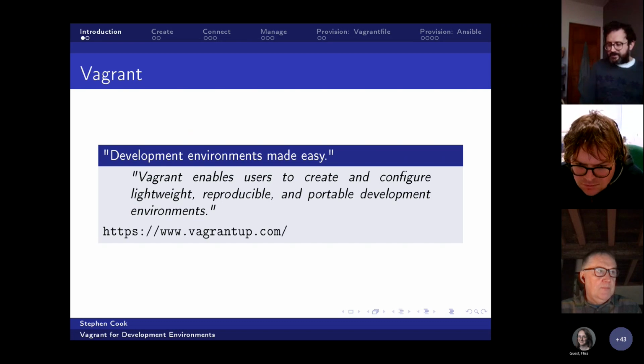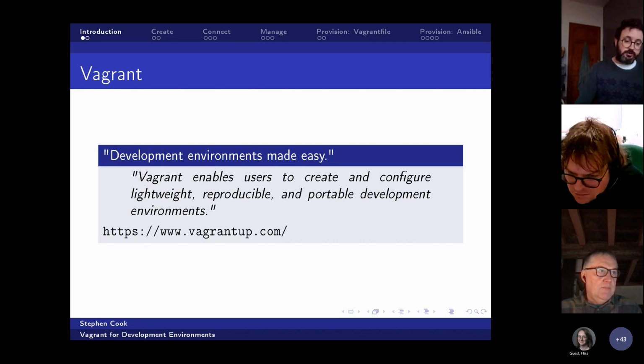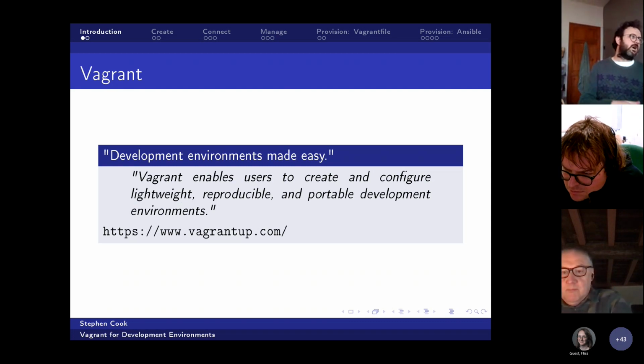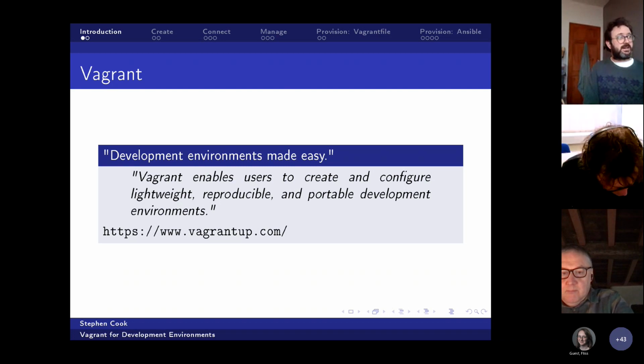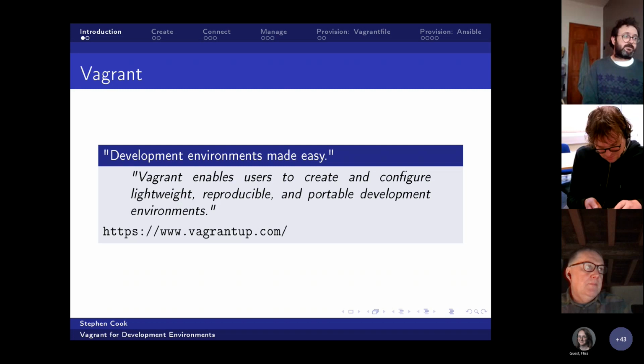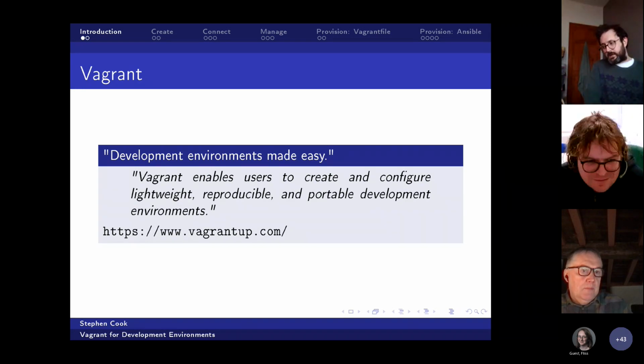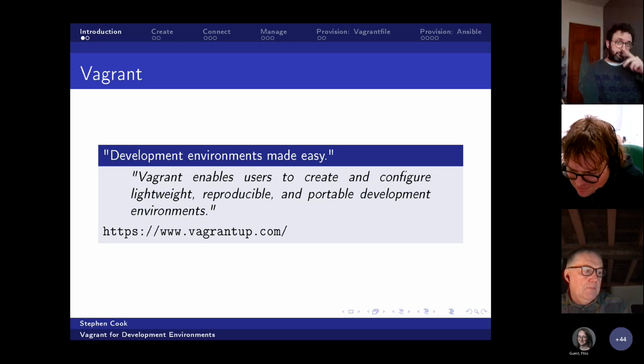So what is Vagrant? Vagrant is a command line tool for creating virtual machines. It works with a virtual machine organizer or a hypervisor. And it self-describes on its website as development environments made easy. Vagrant enables users to create and configure lightweight, reproducible, portable development environments. I've been using it on a project where I wanted a kind of clean machine to work with the PI on developing a bit of C++ code.